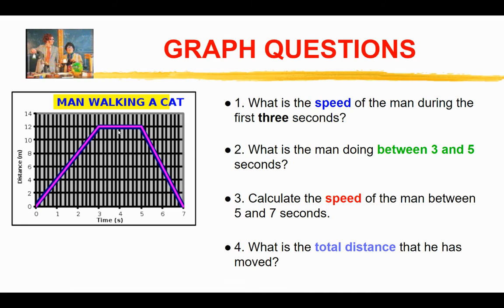Standing still. Maybe the cat had to pee. I'm just going to stand still right here and let the cat do its business.